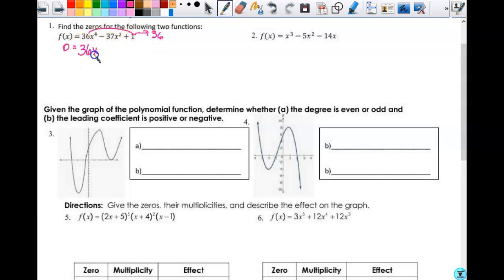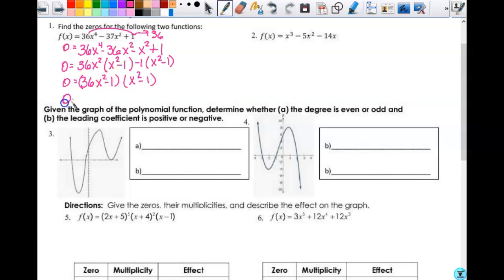So that means I'll get 36x to the fourth minus 36x squared minus x squared plus 1. Then factor out a 36x squared. So that's going to give me x squared minus 1. And factor out a negative 1 here. That gives me x squared minus 1. So that means 0 is equal to 36x squared minus 1 times x squared minus 1.